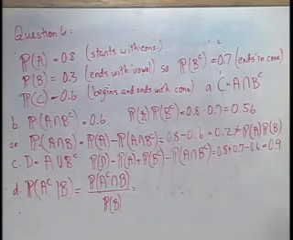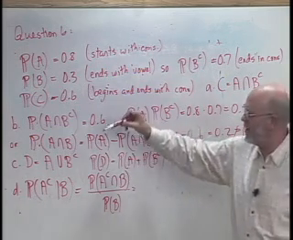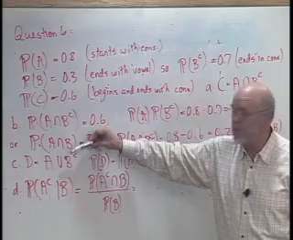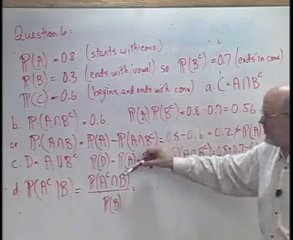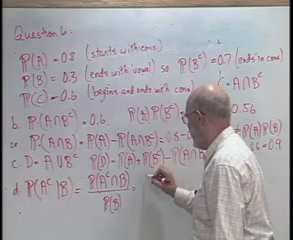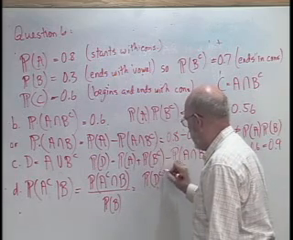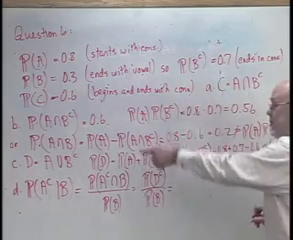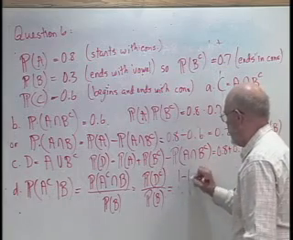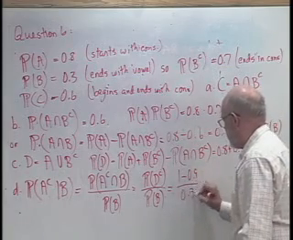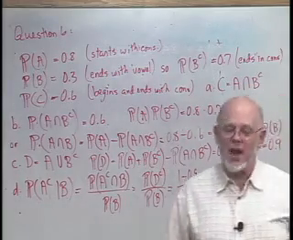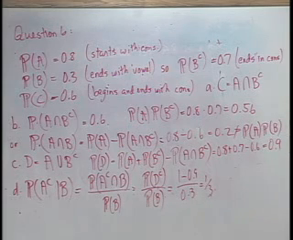The easiest way to do this is to note that this event is the complement of event D. That is, if you spot the chance to apply De Morgan's theorem that the complement of a union is the intersection of the complements, you can say this is the probability of D complement divided by the probability of B. The probability of D complement is 1 minus the probability of D, and you get 1/3.